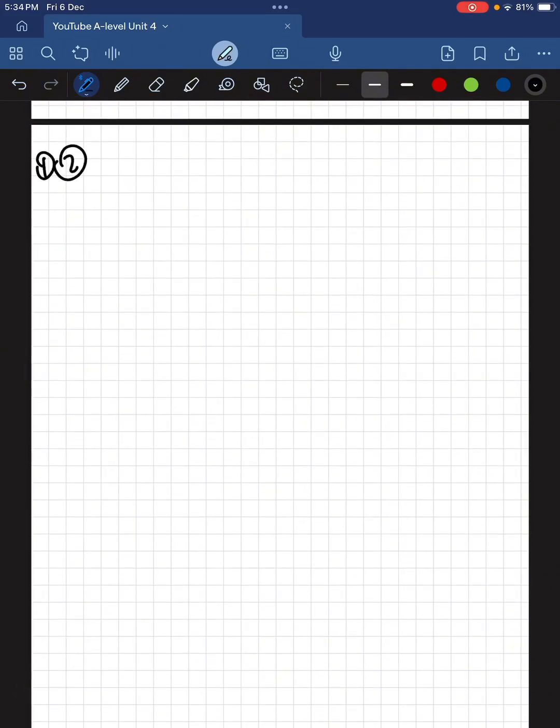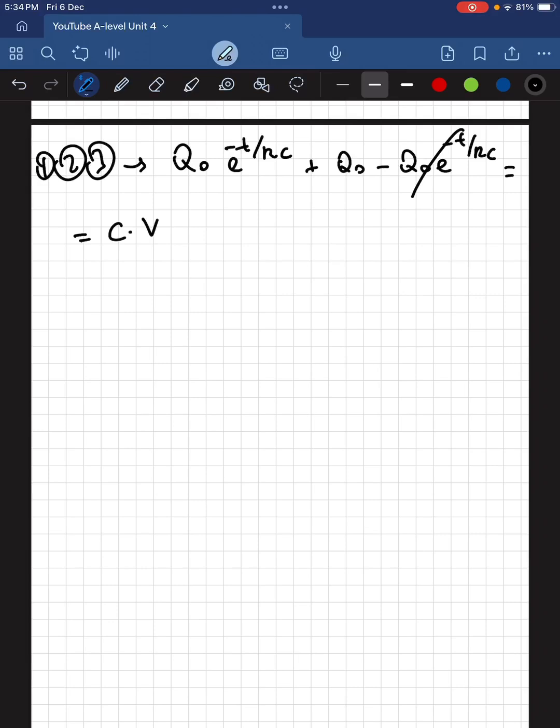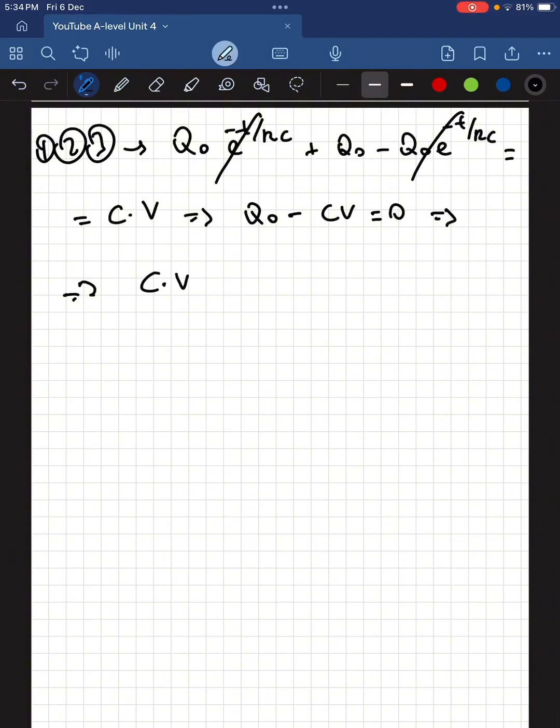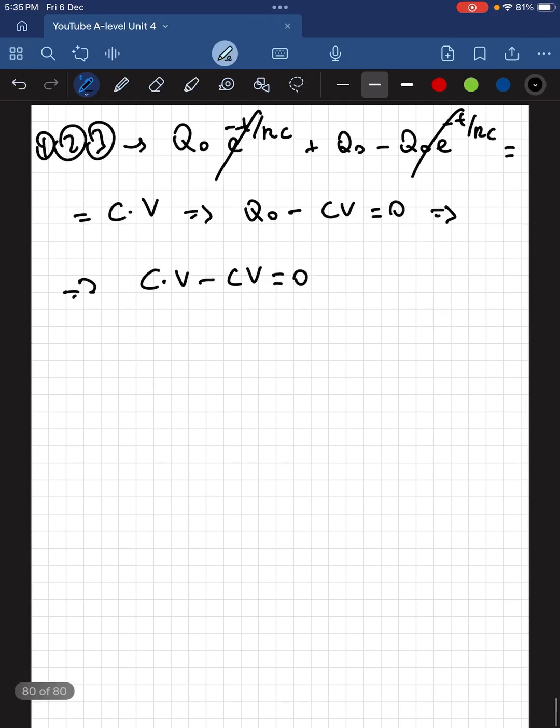From 1, 2, 3, we get that Q naught e to the minus t over RC plus Q naught minus Q naught e to the minus t over RC must be equal to C times V. This and that cancel, and we find that Q naught minus CV must be 0. But we said that Q naught is C times V, so C times V minus C times V is 0. So this equation works, okay?